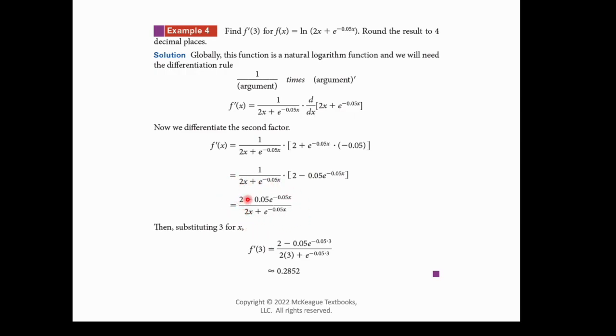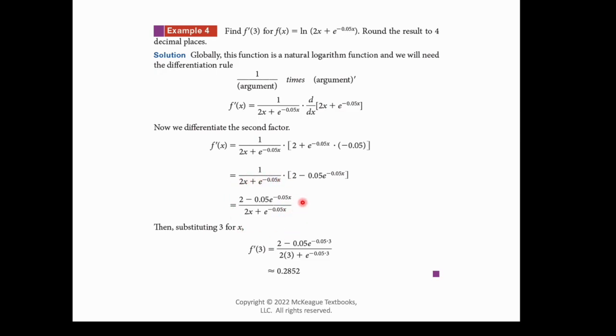So now, once we get down here and we simplify it, this is what we're going to get. We get 2 minus 0.05 e to the negative 0.05x, because I took this and put it on top because we're multiplying straight across the top. And then on the bottom, when I multiply straight across the bottom, this is a 1 under here, so I get 2x plus e to the negative 0.05x in the denominator.